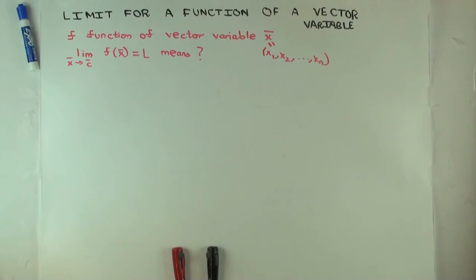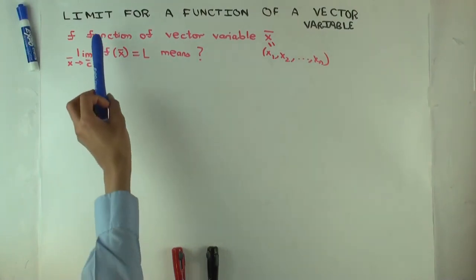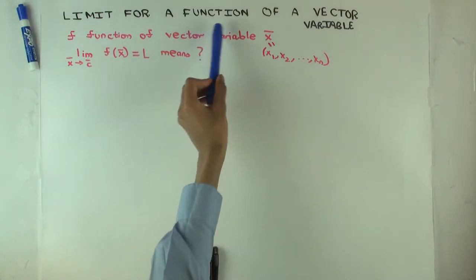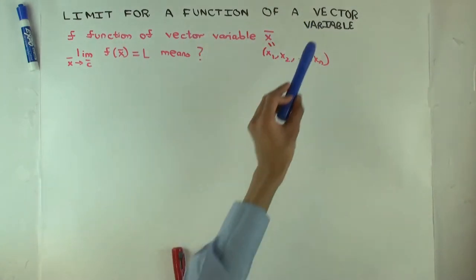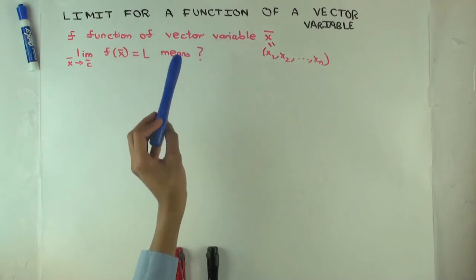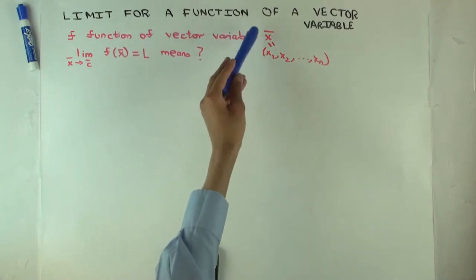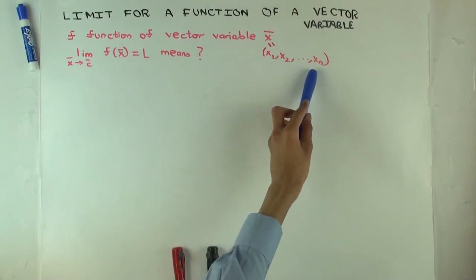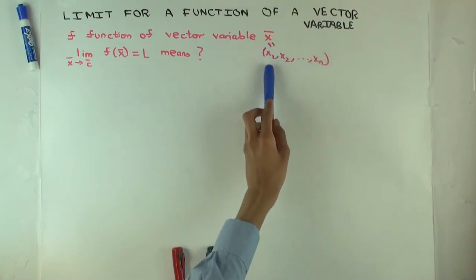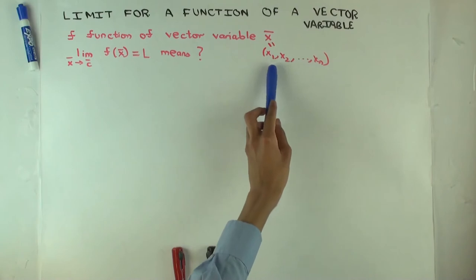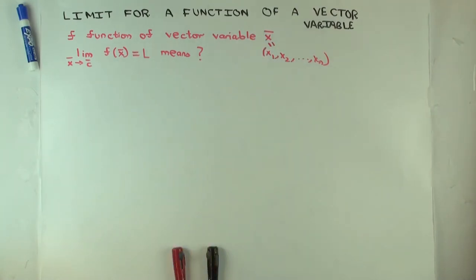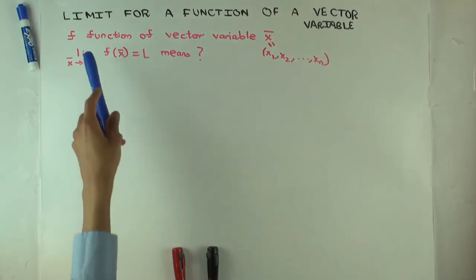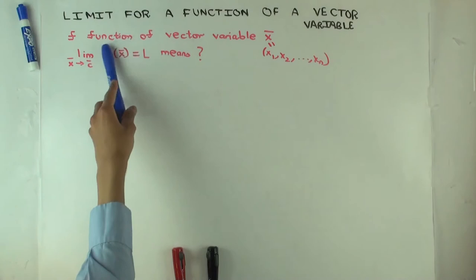So in this talk, I'm going to try to define the notion of limit for a function of a vector variable. What that essentially means is the notion of limit for a function of multiple variables. Because if you have a function of variables x1, x2, xn, you can think of the inputs, instead of as multiple inputs, as a vector input.